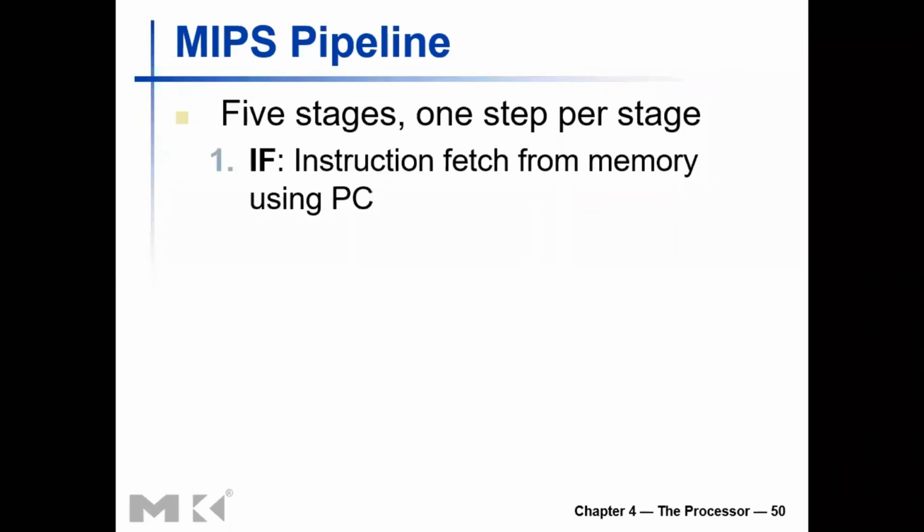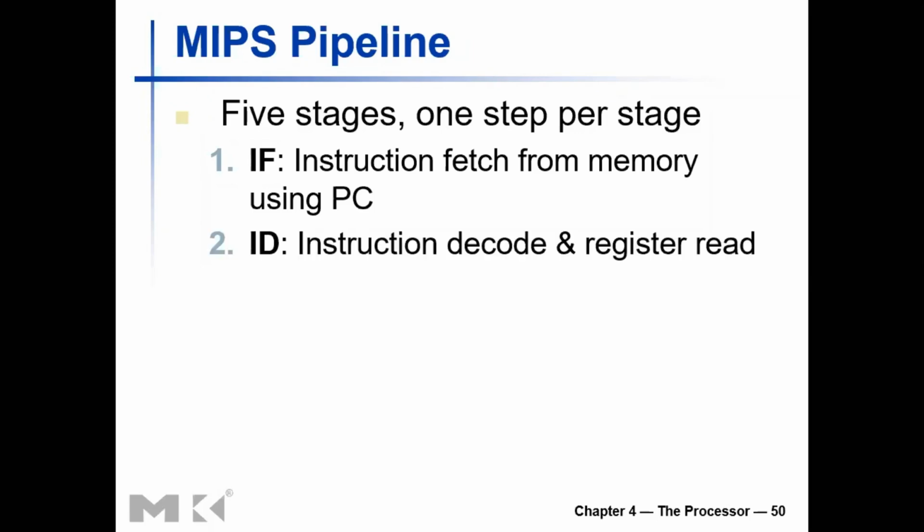So first step is IF, or instruction fetch, where we use the up-to-date program counter, which points to the next instruction to be executed. Using that, we go to the instruction memory and fetch the next instruction to be executed. So that operation happens in this instruction fetch stage, which is the first stage in our pipeline. Second stage, ID, or instruction decode. We don't just have instruction decode, we have instruction decode as well as register read.